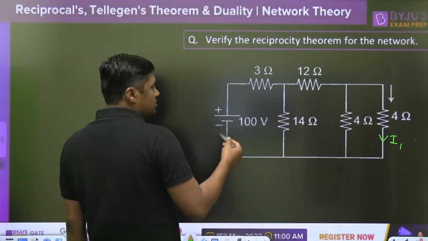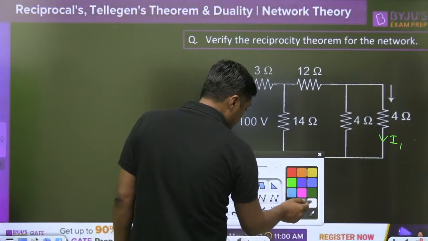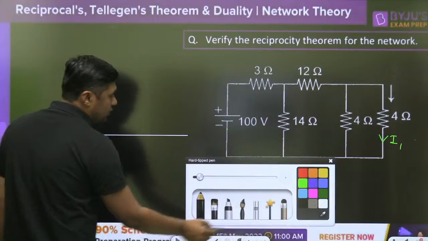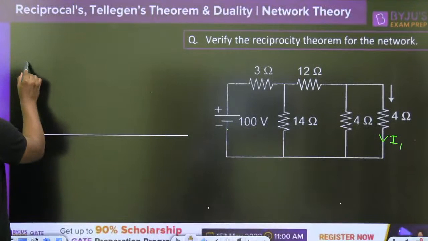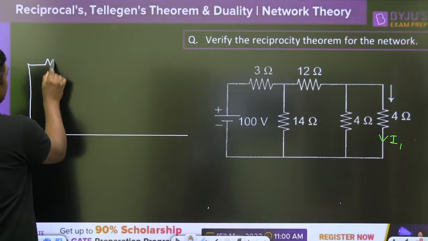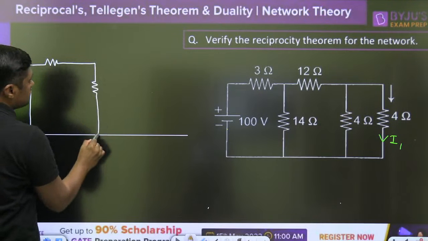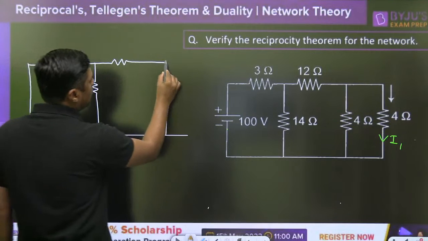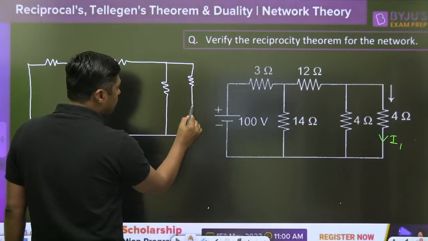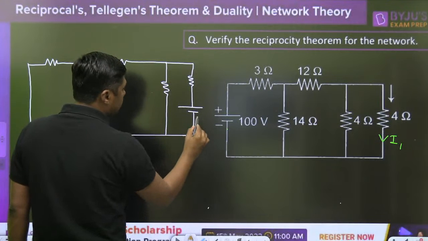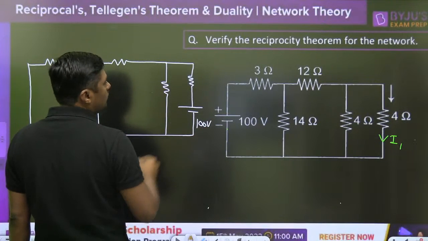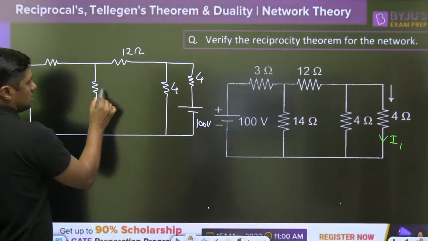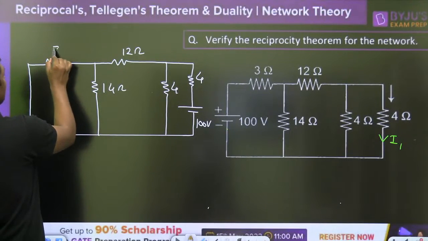Again draw the diagram, same diagram, but change the position of the voltage source. Try to understand what the verification is. Like this will act as a short circuit. The circuit will remain the same. This is the 4 ohm. This is the 4 ohm. Now here I am connecting the 100 volt battery. This is the 4 ohm, this is the 12 ohm, 14 ohm, and that is the 3 ohm.